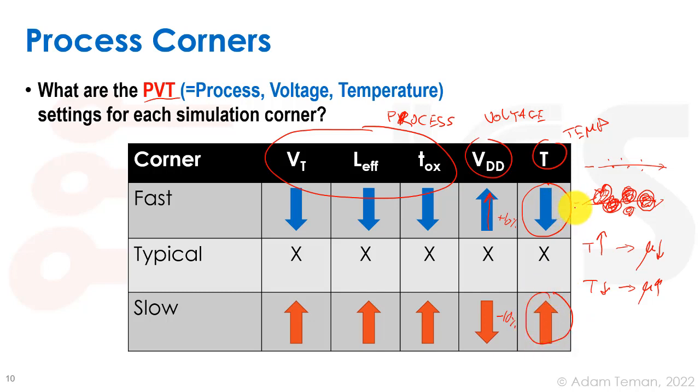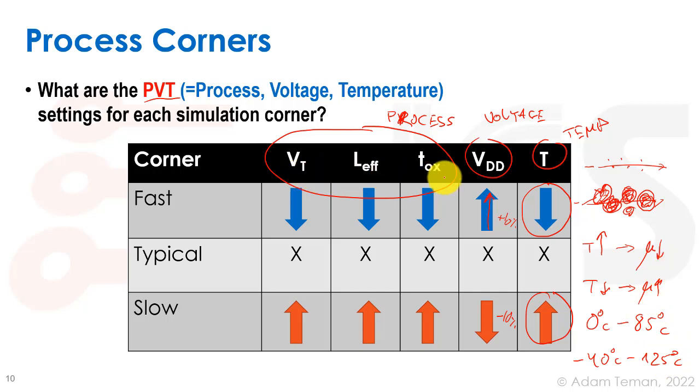And we usually take for our temperature ranges either 0 degrees Celsius to 85 degrees Celsius, or a more harsh one, which is minus 40 degrees Celsius to 125 degrees Celsius. So those are the temperature ranges that we use. For a fast corner, it'll be 0 degrees Celsius or minus 40 degrees Celsius. For a slow corner, it'll be 85 or 125.